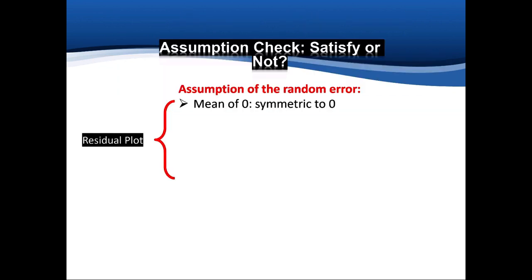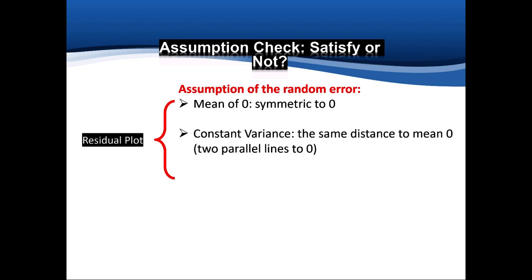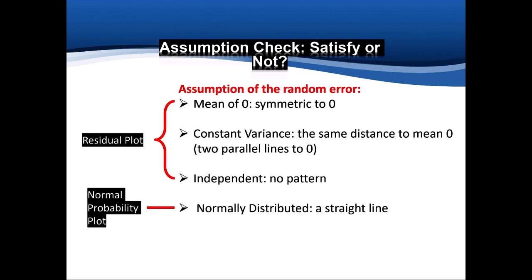Lastly, after we figure out the final model which we use to predict the value y in the future, we need to check the 4 assumptions. Similarly as before, we use the residue plot to check the first 3: mean of 0, constant variance, independent. For the last assumption, normally distributed, we look at the normal probability plot.